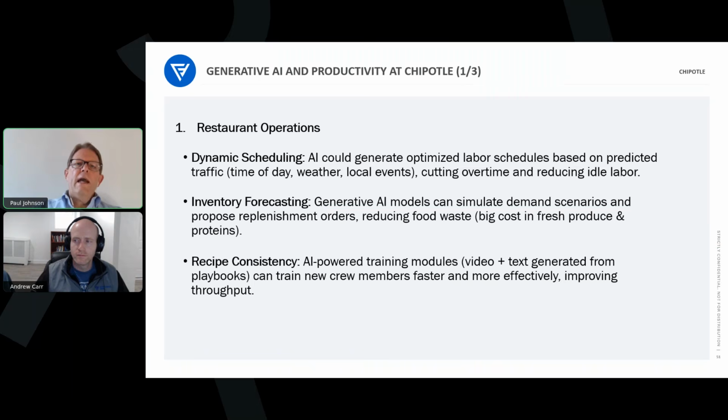All right, so I just said, hey, wait a minute, here's kind of a fun thing. Let's ask Chat, what are the productivity enhancements at Chipotle from generative AI?